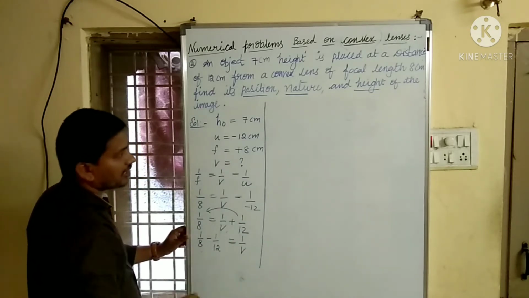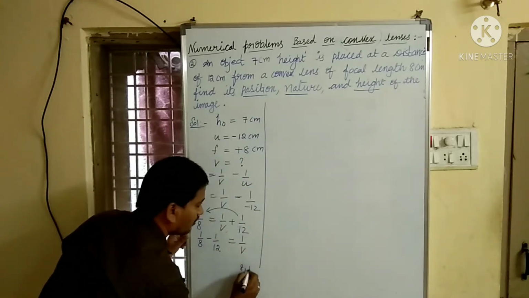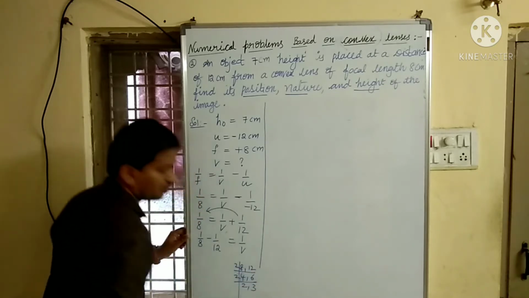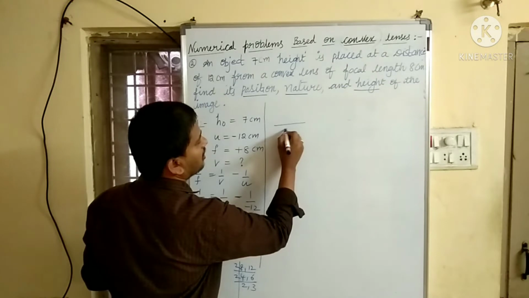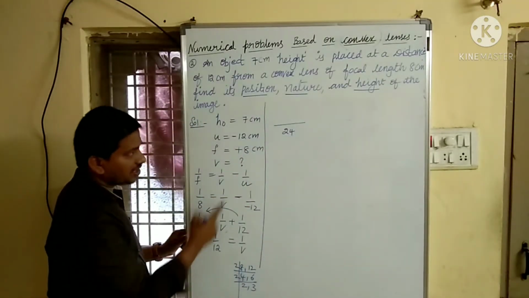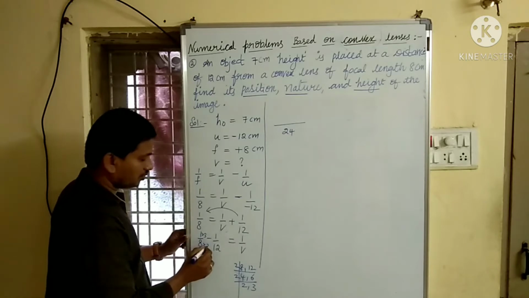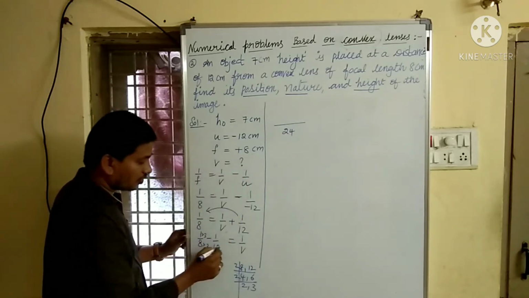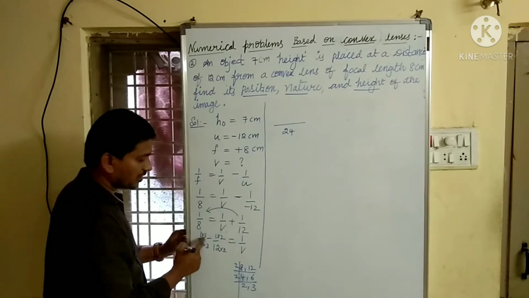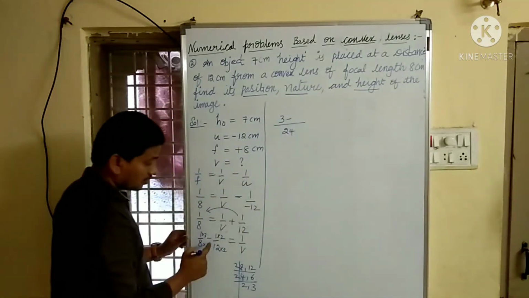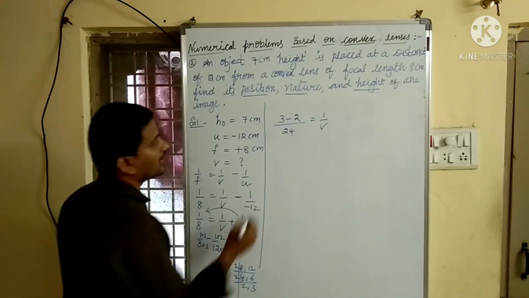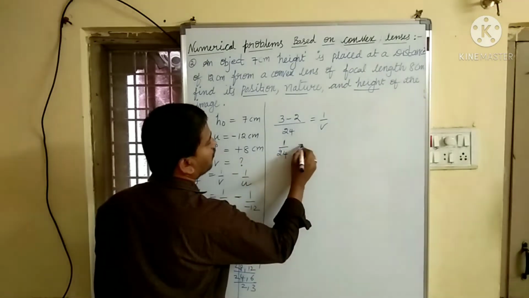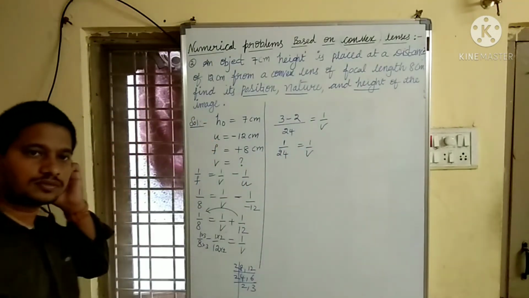So what is the LCM of 8 and 12? The LCM is 24. 8 3s are 24, so multiply by 3. 12 2s are 24, so multiply by 2. So 1 times 3 is 3, minus 1 times 2 is 2, equal to 1 by v. So 3 minus 2, that is 1 by 24, is equal to 1 by v.